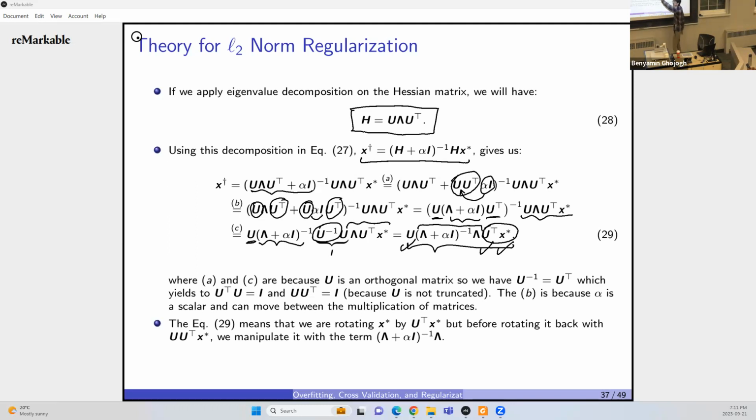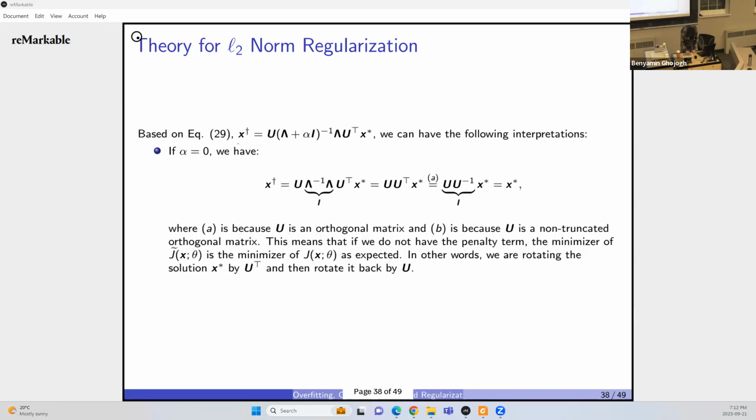Because we know that according to the preliminaries, U reconstructs it back. And as I haven't truncated U, I haven't projected onto the column space. I'm just rotating in the same space. So simply, U U transpose X star means rotate it and rotate it back. Don't do anything. However, now I have a pain in the neck term here in the middle. So it means rotate it, do some transformation, and then rotate it back. But it won't be at the same place as before because I have this term. And that's exactly what regularization does.